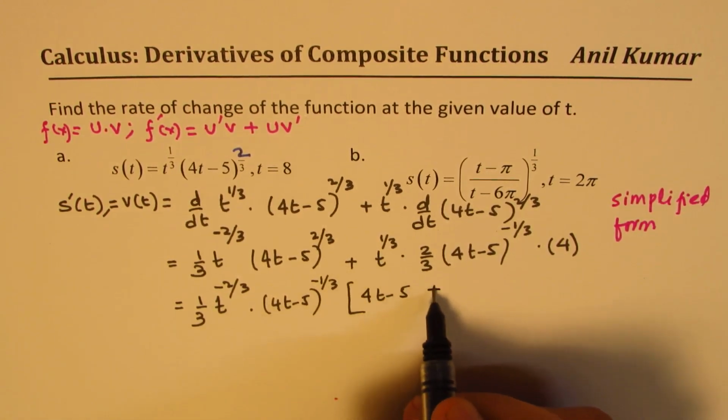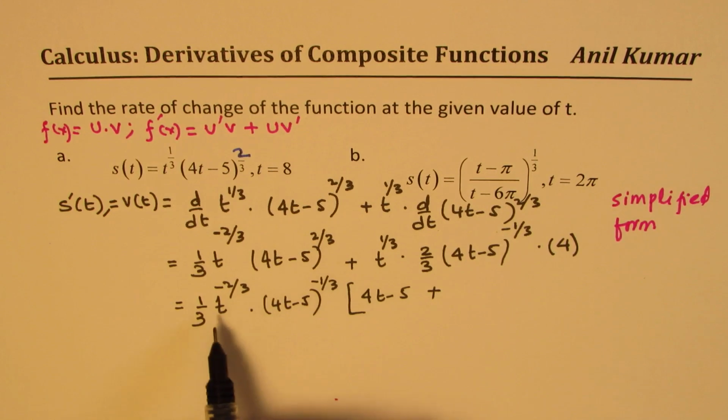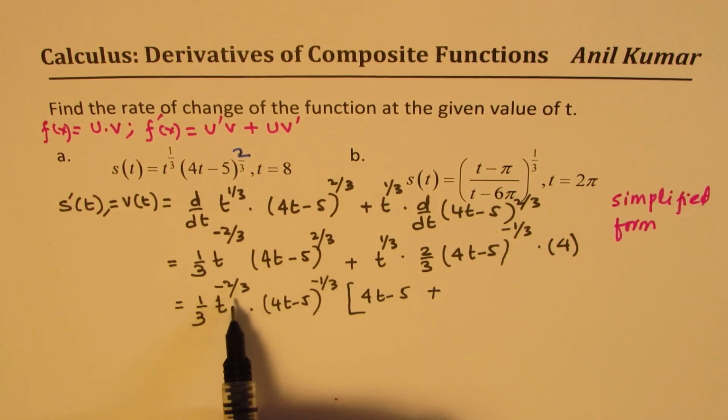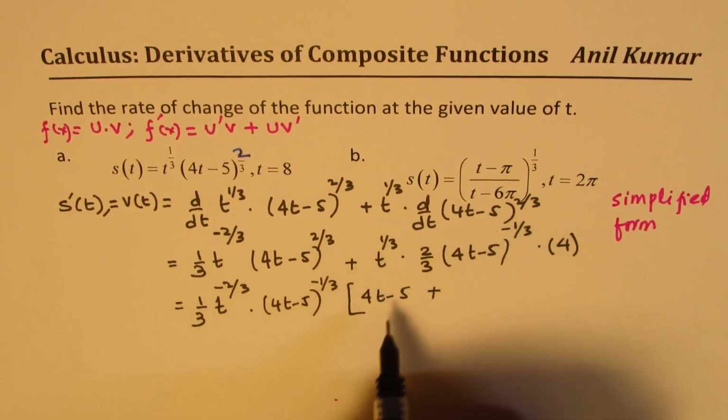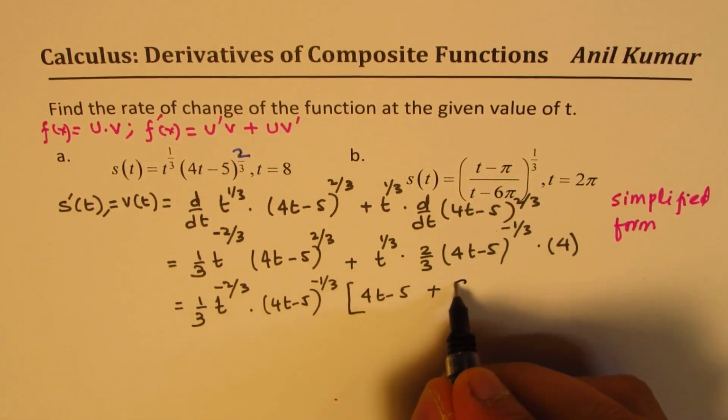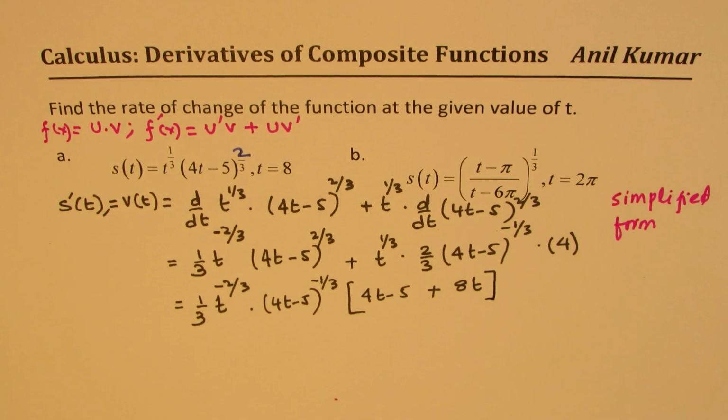And what is left in the second part? We took t to the power of minus 2 over 3. So when you add this up, you get t to the power of 1. So you get t here. 4 times 2, 8. So we get 8t in this part. Clear? So that is what is there.